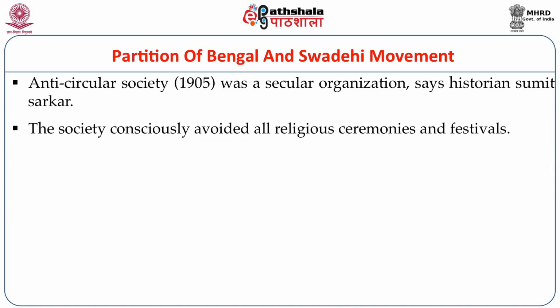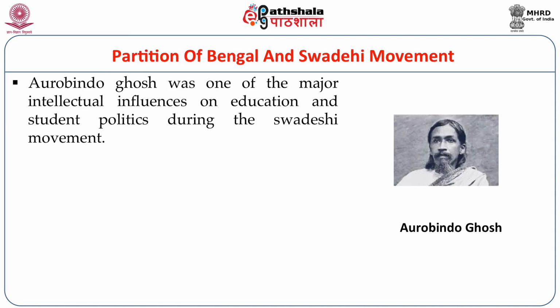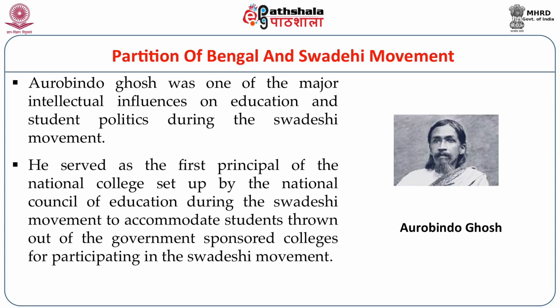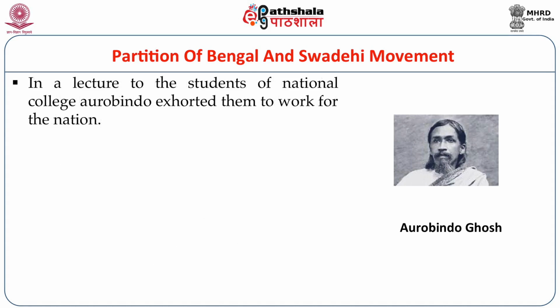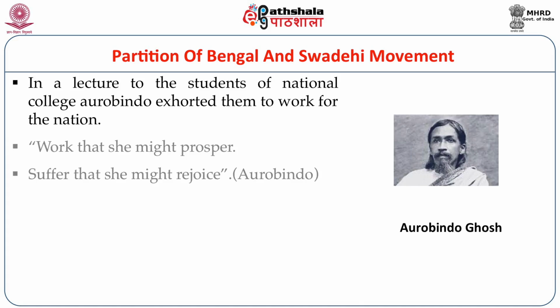According to Sumit Sarkar, the Anti-Circular Society was a totally secular organization. It avoided all religious ceremonies and religious festivals. Aurobindo Ghosh was one of the major intellectual influences on education and student politics during the Swadeshi movement. He served as the first principal of the National College set up by the National Council of Education to accommodate students who had been expelled for participating in the Swadeshi movement from the government-sponsored colleges. In a lecture to the students of National College, Aurobindo Ghosh exhorted them to work for the nation. He said, "Work that she might prosper, suffer that she might rejoice."